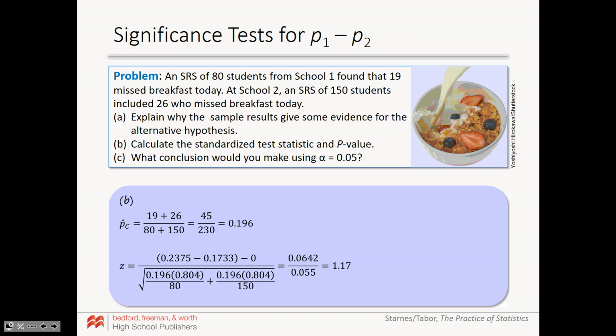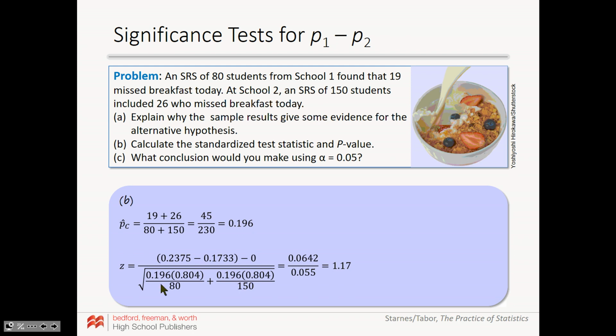Because we're assuming the parameter, we're assuming that the difference is actually 0. And then divided by this whole thing. Notice p-hat combined is what we use down here. We don't use p-hat 1, we don't use p-hat 2.